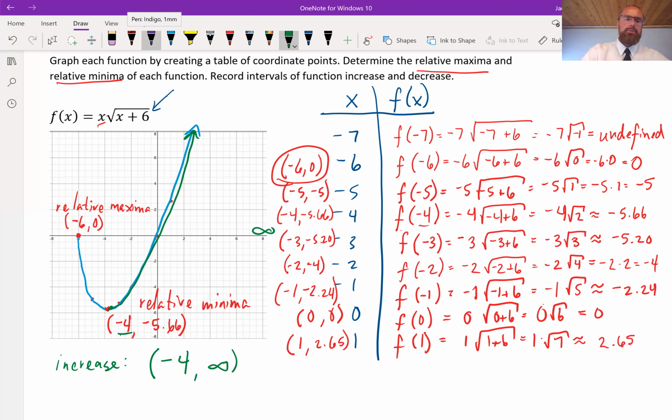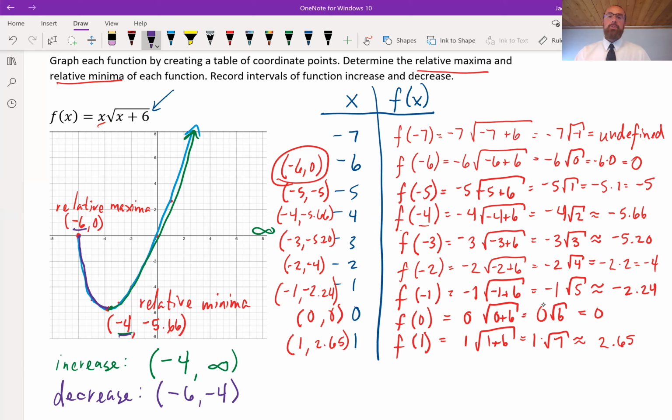The last part is to identify the intervals of function decrease. So that's in the purple color. And that was what we looked at first. It's from the x value of negative 6 where the function's first defined. And that whole function goes down to the x value of negative 4 at the minimum. And that completes our graph and our analysis of this function f of x equals x times the square root of x plus 6.